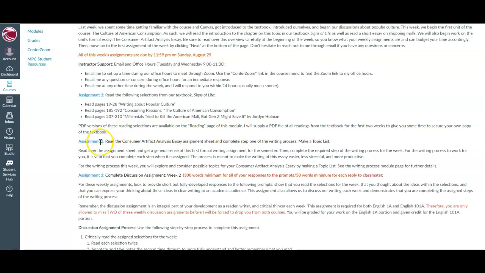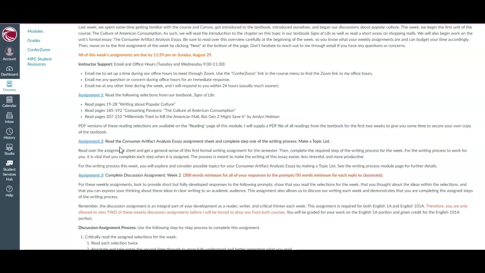All right, so assignment 2. Assignment 2 moves us away from reading and into some formal writing for the class. We have been doing some informal writing through our discussion assignment, and we'll continue to do that this week and every week going forward. But another part of the class is formal writing, and that is in the form of the essays for the class.